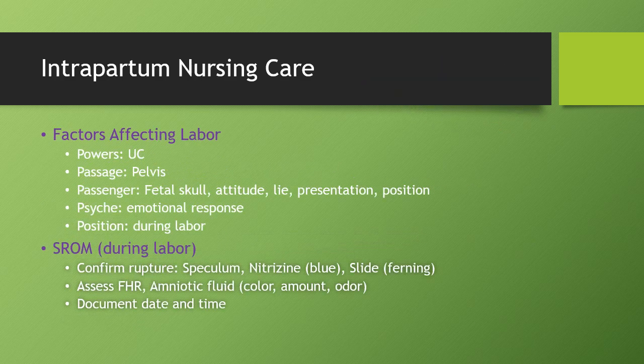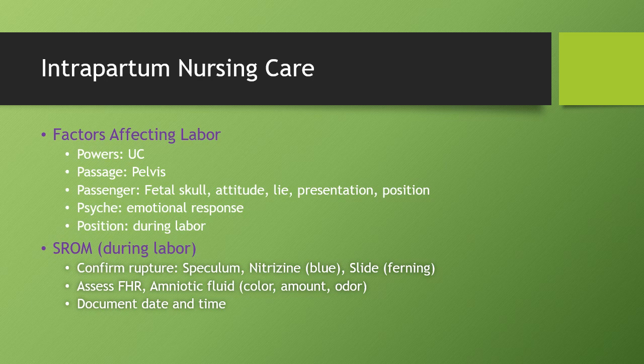We talk about there being 5 P's, or factors that affect labor. The first one is the powers, and these are the uterine contractions. These are the bearing down powers that give us the strength to expel the fetus. And the urge to push usually happens after the cervix is fully effaced and dilated, so has reached 100% effacement and has dilated 10 centimeters.